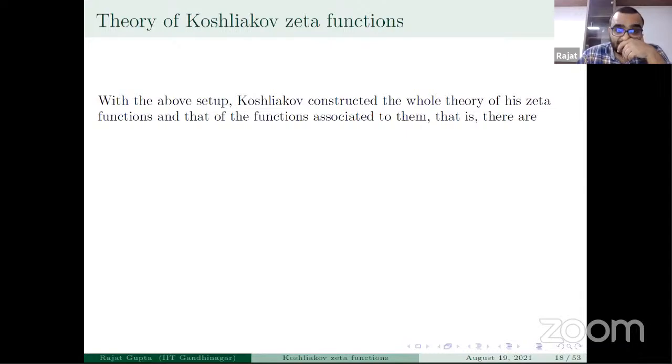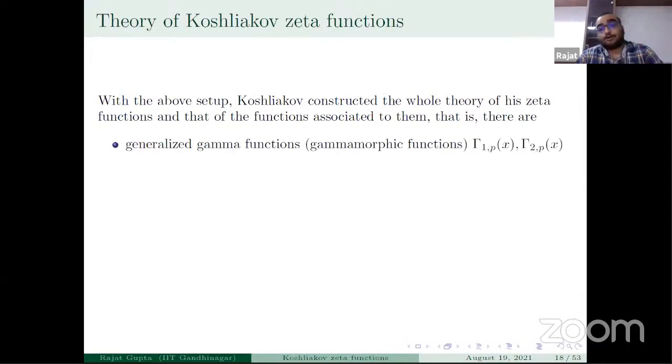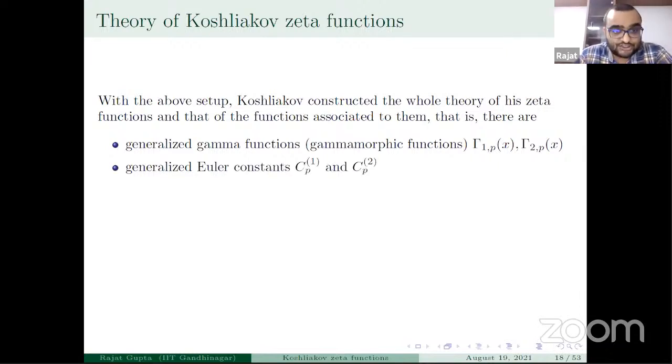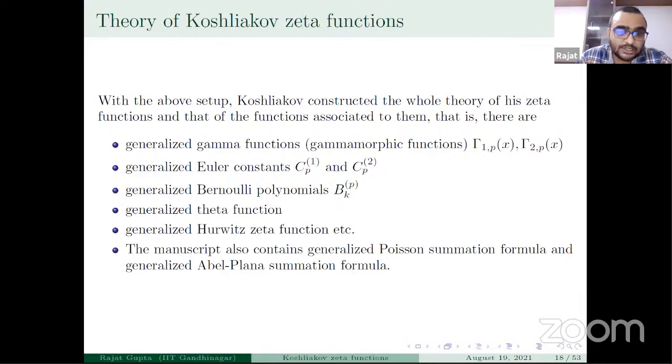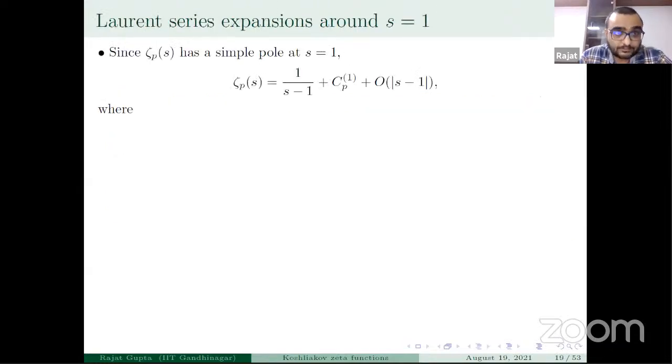So now, with the above setup, he also developed the functions associated to these Koshlikov zeta functions. He introduced the generalized gamma functions, which he called the gamma morphic function of the first kind and second kind, the generalized Euler constants CP1 and CP2, generalized Bernoulli polynomials, generalized theta function, generalized Hurwitz zeta function, and many more. And that manuscript also contains the generalized Poisson summation formula and generalized Abel-Plana formula.